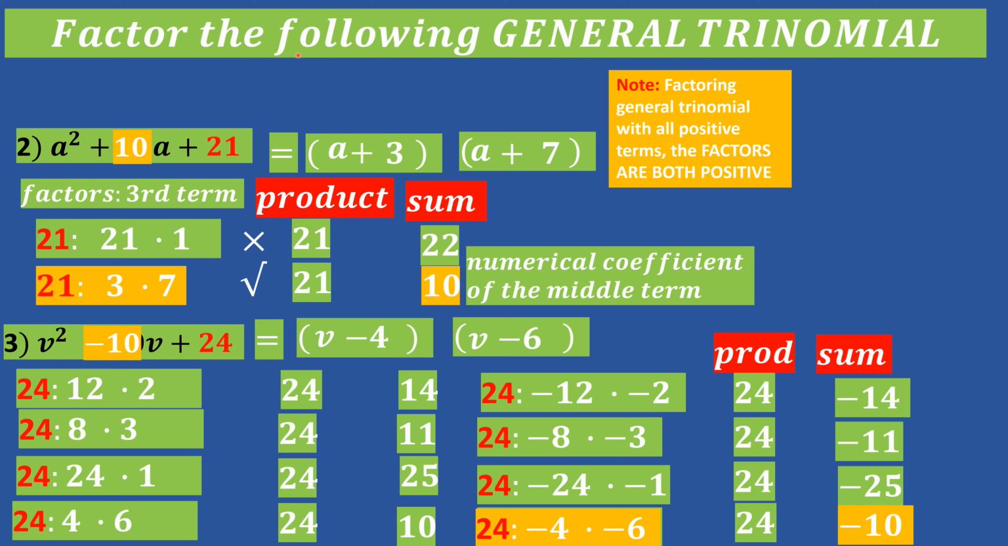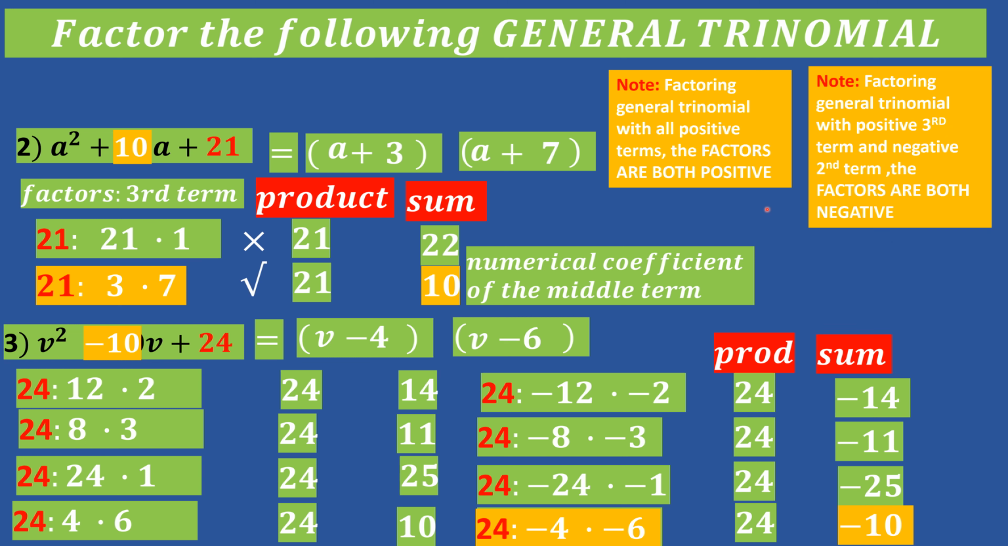Factoring a general trinomial with all positive terms: again, this one, they are all positive, so the factors are both positive. While factoring a general trinomial with a positive third term and a negative second term, the factors are both negative. So I hope we are clear on that.